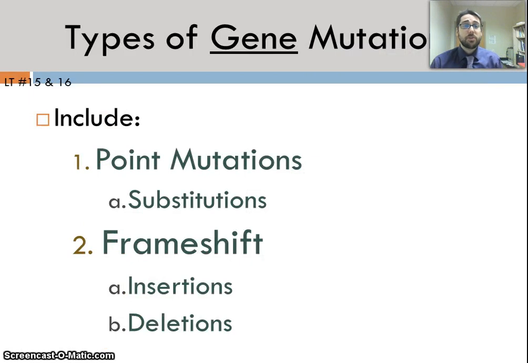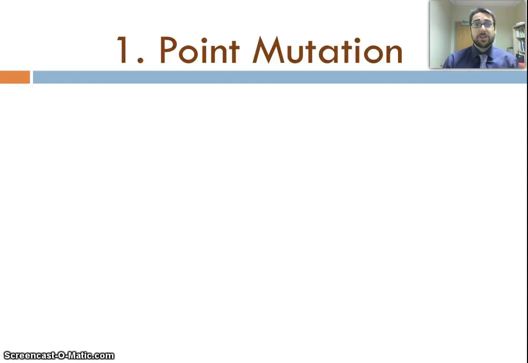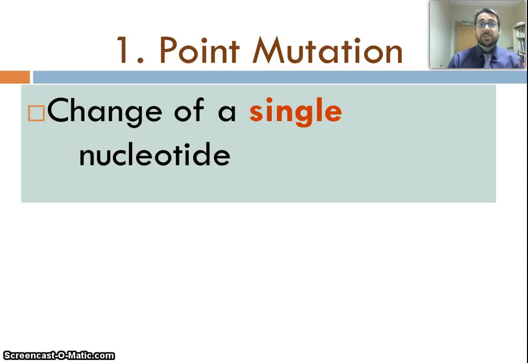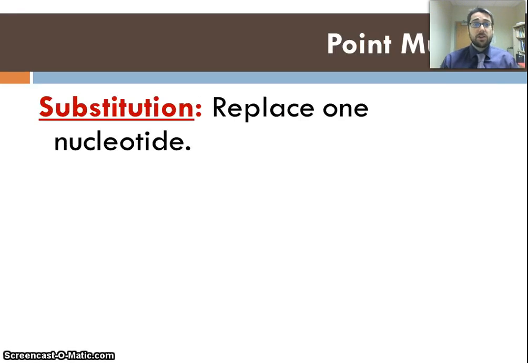So let's talk about the different types. We're going to talk about point mutations, thinking about substitutions, replacing one letter, insertions, and deletions. So a point mutation is where we're changing a single nucleotide. So one letter that we saw earlier today, G to C, getting switched anywhere in our DNA code. So a substitution, just like if you had a substitute teacher, is you're replacing one nucleotide.